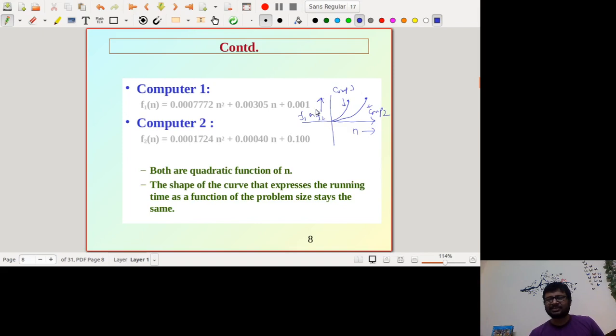Now, because of these lower order terms, these curves will be slightly shifted to the right. It may look now like this, one curve like this and one curve like this. But the point I want to emphasize here, I will make more mathematically formal and solid very soon, is that the shapes of the curves are similar. The shape of the curve that expresses the running time as a function of the problem size stays the same. Okay.